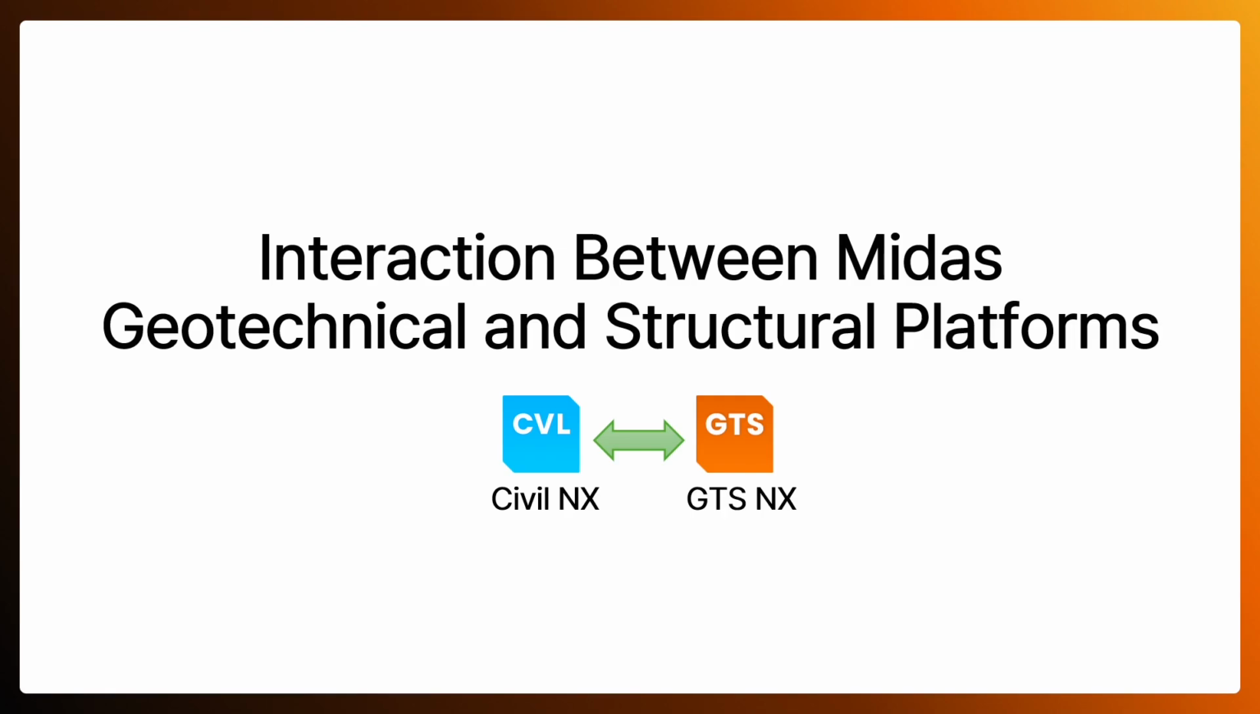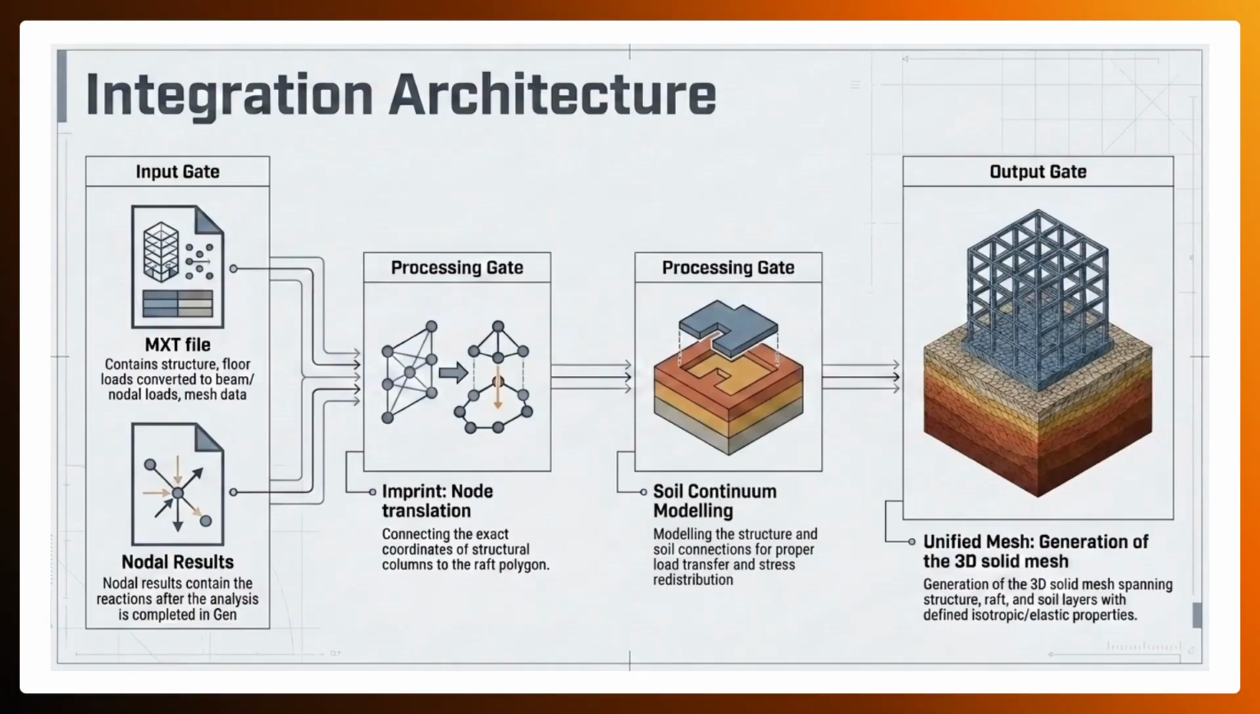And then we'll be transferring the model to GTS NX to model the soil as a continuum. So this is a brief overview of the integration architecture. Once the model is created in Civil and the analysis has been run, two of the files are transferred or exported to GTS NX. So basically we have an MXT file which contains the data of the geometry, the element properties, the material properties, all the data related to the model are embedded within the MXT file.